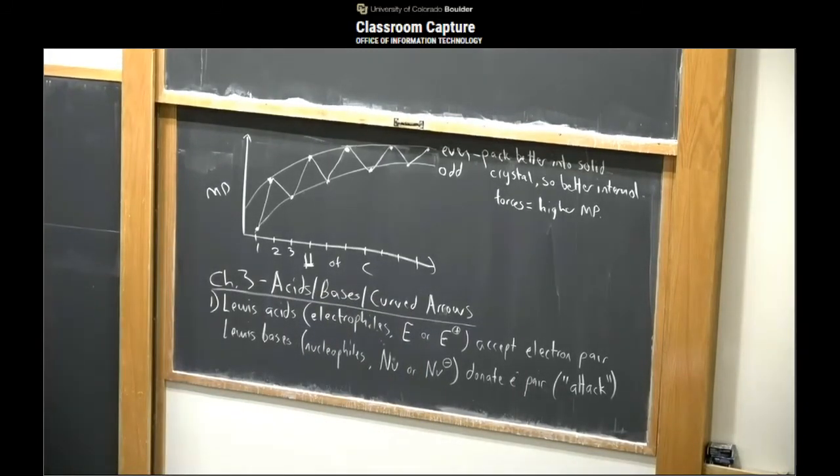Okay, so the other definition of acids and bases that we're going to see in this chapter is Bronsted-Lowry. So Bronsted-Lowry acids, these don't get any fancy name, but if we just say acid or base, we're specifically talking about Bronsted-Lowry acids. So acids donate a proton, and Bronsted-Lowry bases, aka just bases, accept a proton.